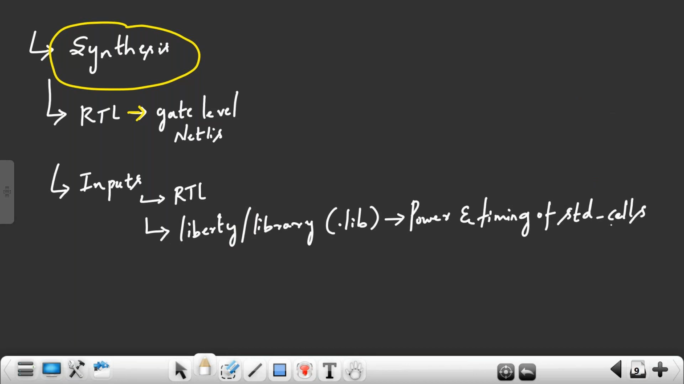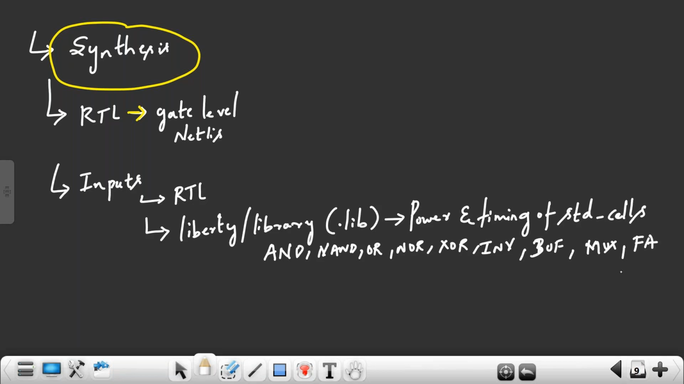I told you about something called a standard cell. What do you mean by standard cell? The few basic cells required to implement a circuit are called standard cells. They include AND gate, NAND gate, OR gate, NOR gate, XOR, inverter. Inverter is also called a NOT gate. Buffer, the role of buffer you'll understand later. Then something like mux, full adder, half adder.